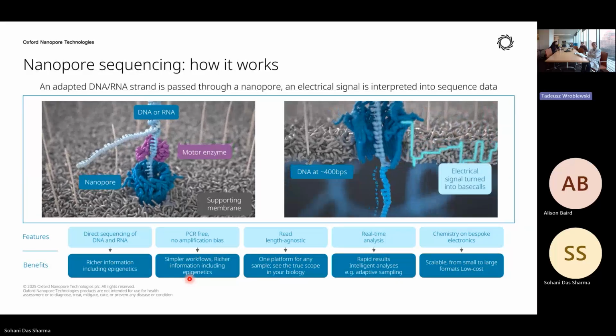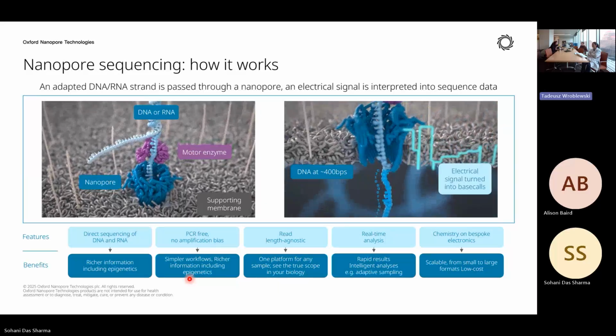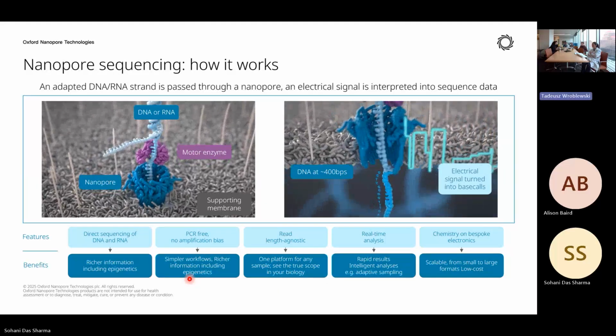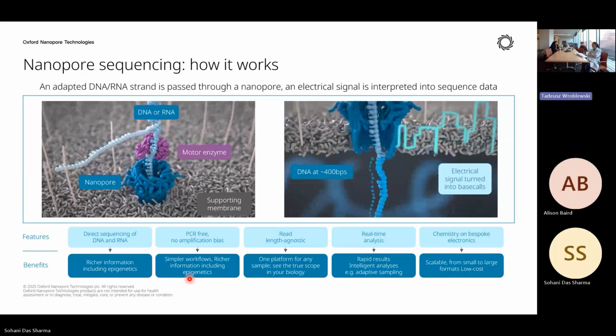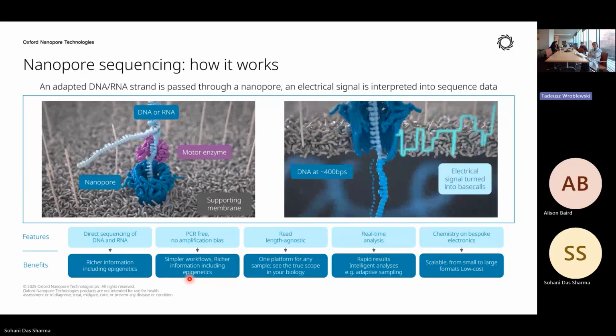Here I also want to mention, because I think you mentioned yesterday, what if we have really low input samples? We do also have a protocol for low input samples, but at that time you have to include PCR. So there would be all the biases we know come out of PCR, and also we are not going to get the modification information.